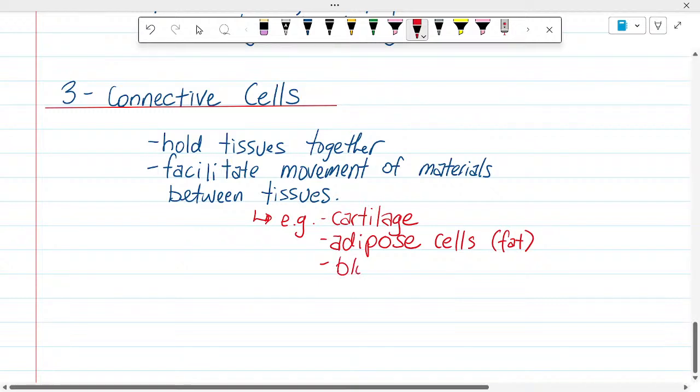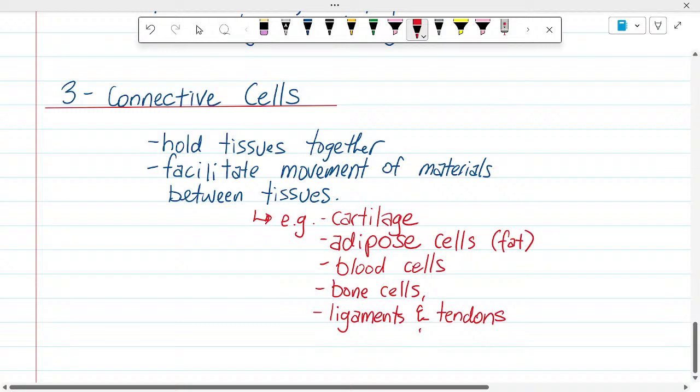We have blood cells, bone cells, ligaments, tendons. What's a ligament and a tendon? Yep. Yeah, well, they actually connect either muscle to bone or muscle to muscle. Which does which? Anyone know?